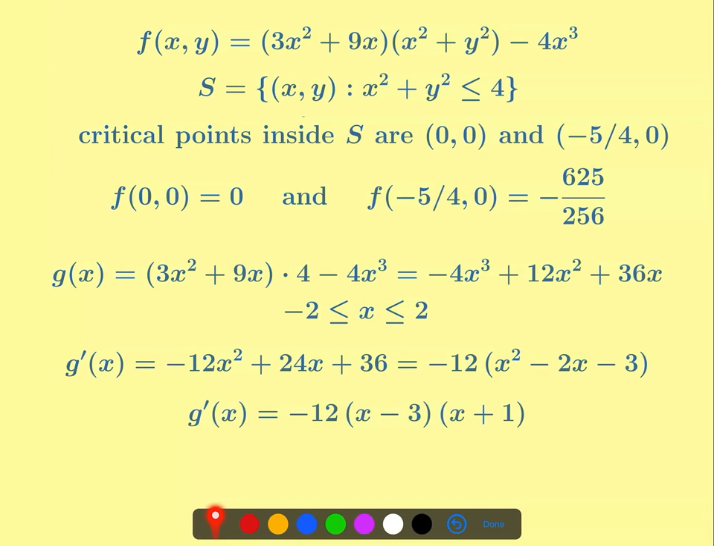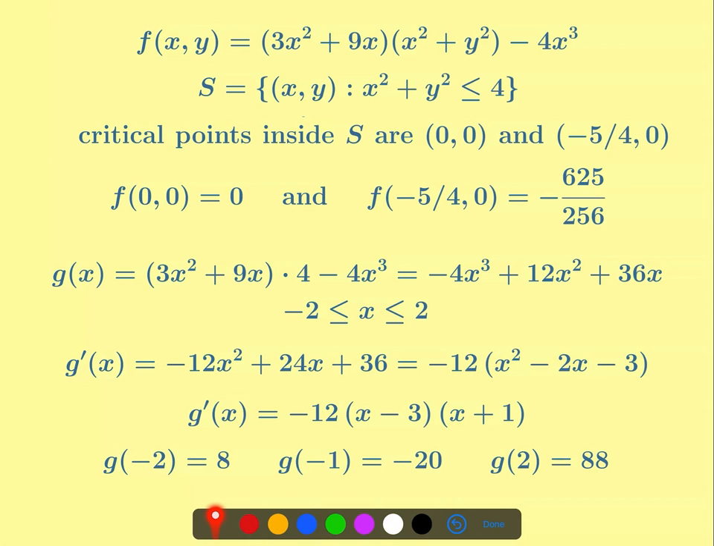So there are two places where this is 0, at x equals 3 and at x equals negative 1. We do not want to look at x equals 3 because it is outside the region we're interested in, where x is between minus 2 and 2. However, we do want to consider x equal to negative 1, since that is between minus 2 and 2. So we have 3 points to consider for x: the endpoints minus 2 and 2, and then the minus 1.